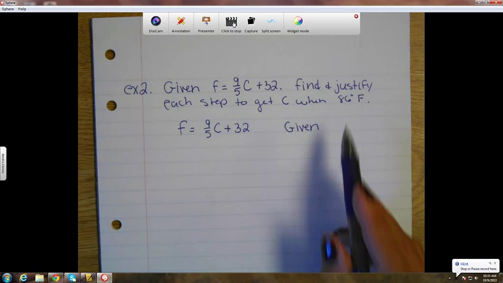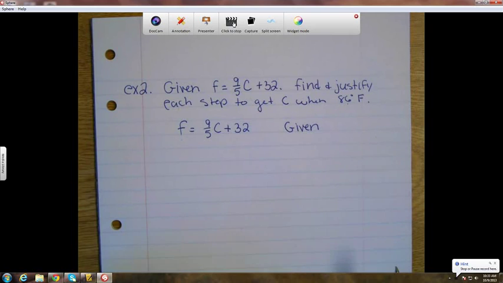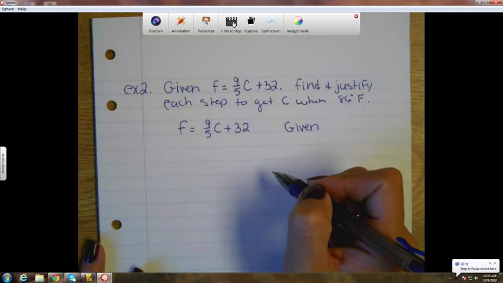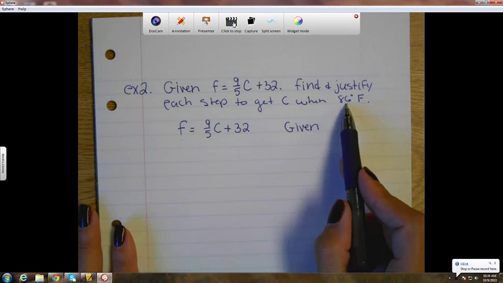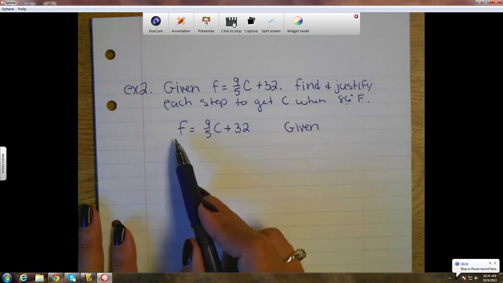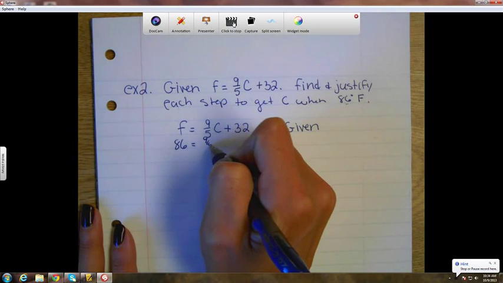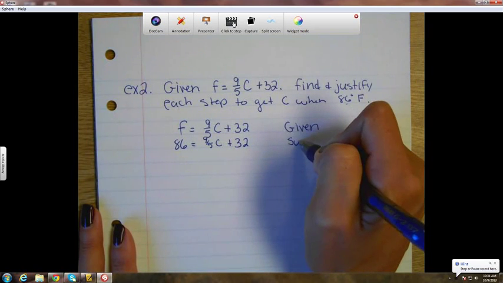Plug in the 86. What's our property that lets us plug in? On that big list of properties yesterday? What lets us plug in? Substitution. So the high school word is substitution. We like to say plug it in. So, where am I plugging in the 86? For F, it's Fahrenheit. That's got to go in place of F. So the 86 equals 9/5 Celsius plus 32. And we use substitution. That's our justification.